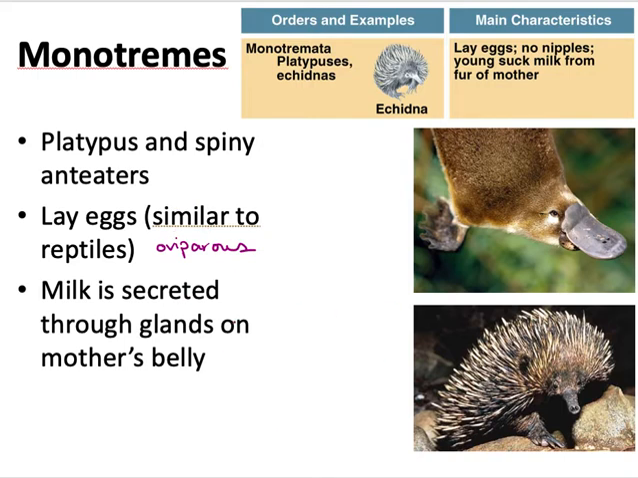So they don't have nipples, but the mammary glands are underneath the skin. Milk will be secreted through the glands onto the skin, and then the young just lap up the milk off the mother's belly.